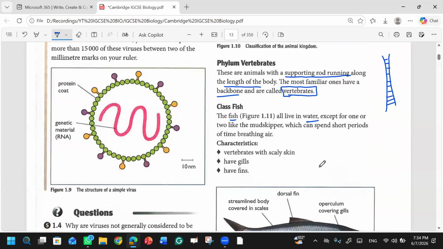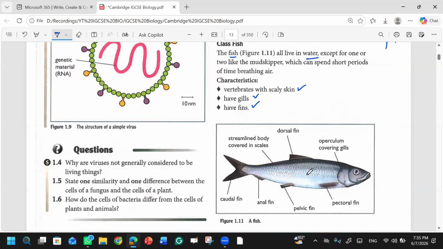The first class is class fish. What can be some common characteristics of the fishes? What comes into your mind? They have fins, they have gills, they have scaly skin, like this one.